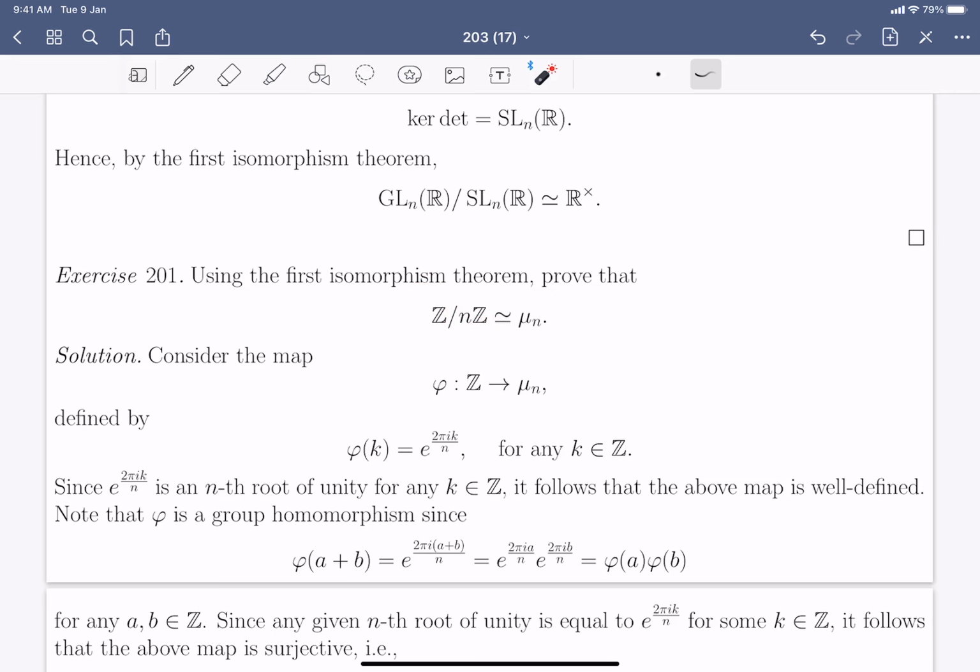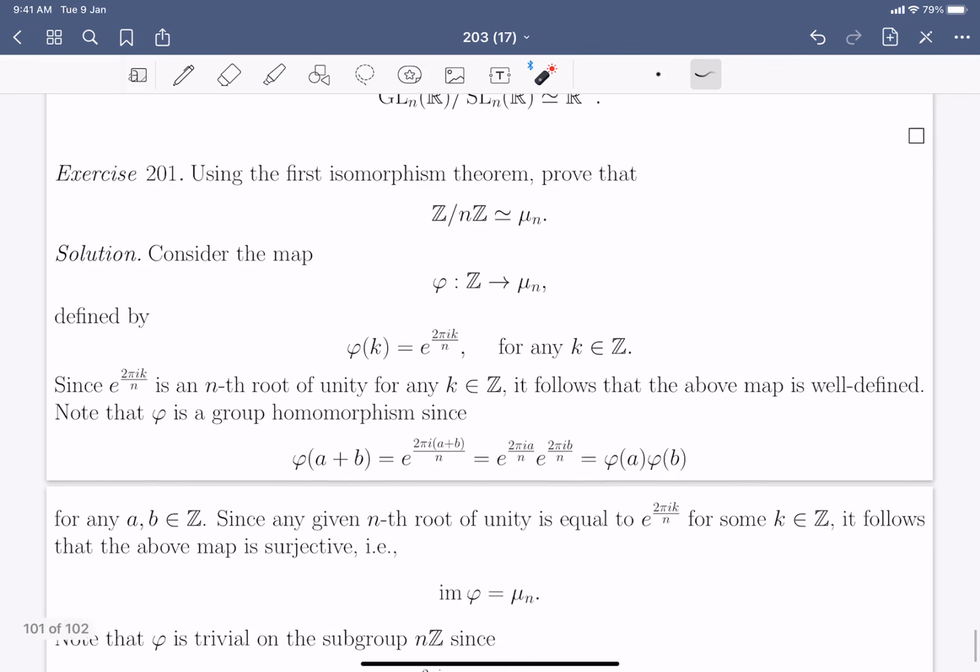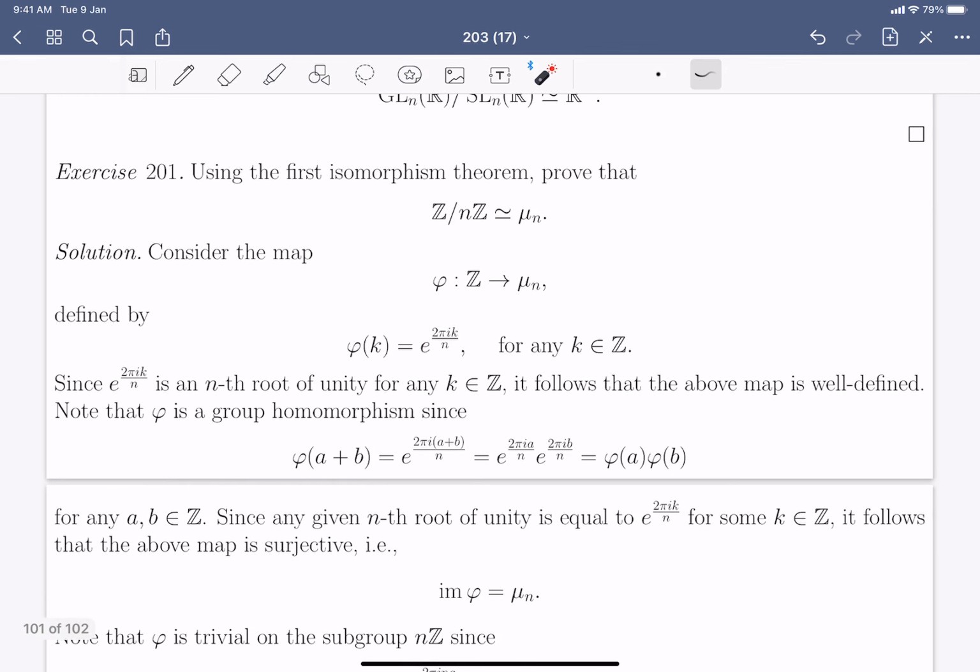We already know that these two groups are isomorphic, but we are going to use the first isomorphism theorem to show that they are isomorphic. So let's define this map phi from Z to mu_n, which sends an integer k to e raised to 2 pi i k over n. Whether this is well defined or not, that's the first question.